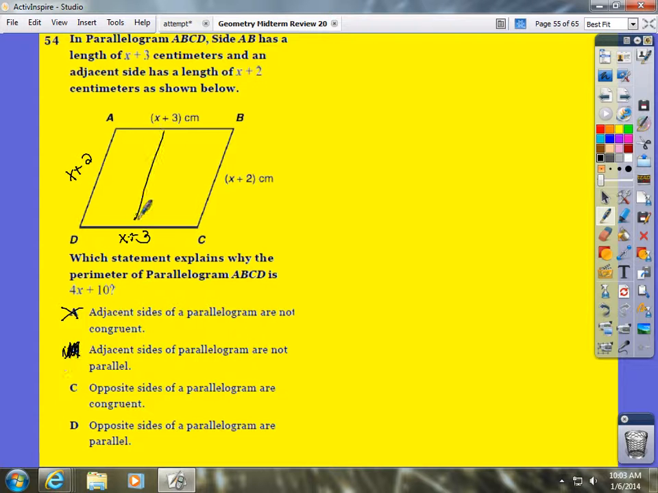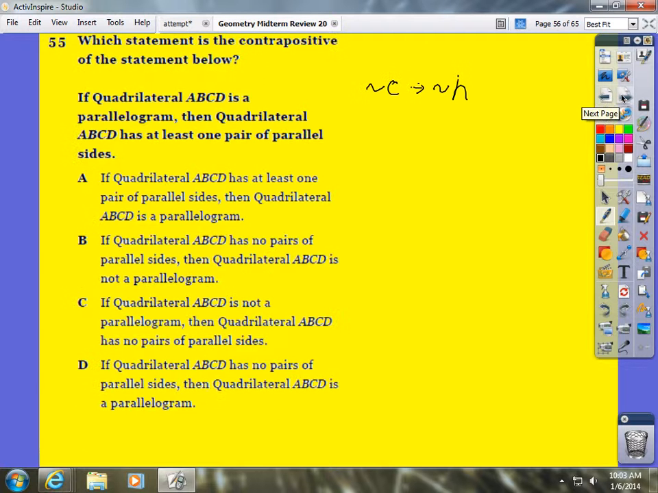That is true. That's what we're actually looking for. All right, which statement is a contrapositive? That means you flip the hypothesis and the conclusion and negate them both. So, quadrilateral ABCD has at least one pair of parallel sides. That's got to be false. Quadrilateral ABCD has at least one pair. Okay, that's stating it the same way, so that's false.